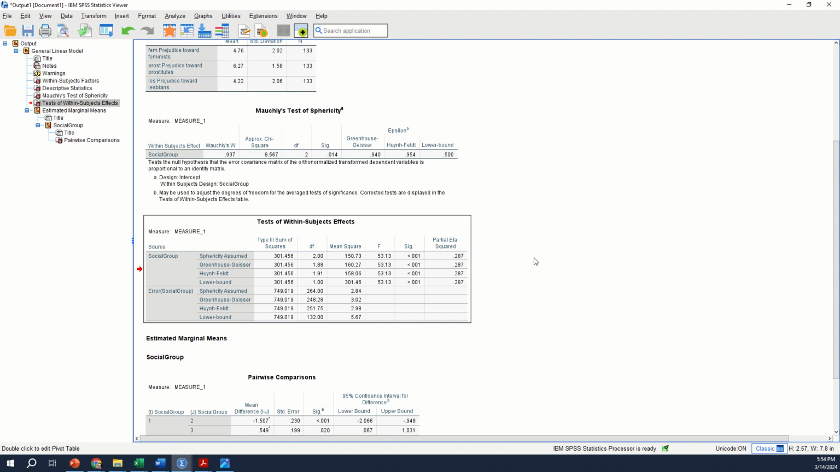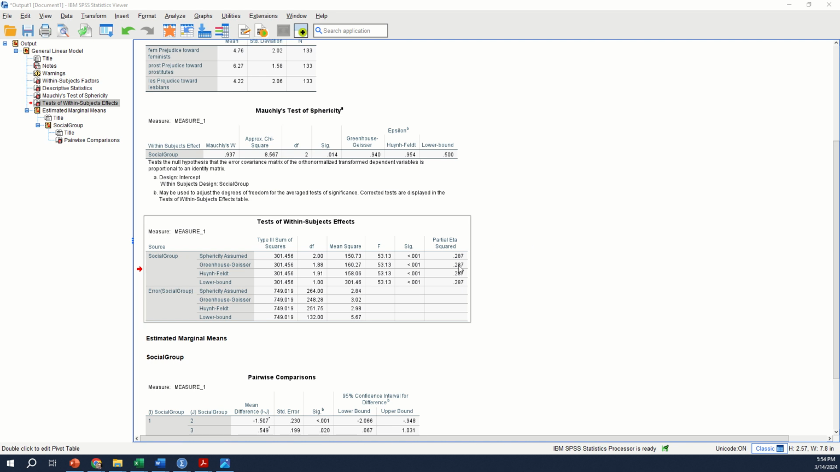And then we have our partial eta squared value, which is the effect size for our within subjects factor, in this case, social group. So how much does the type of social group explain in terms of the differences in prejudice? How much does it matter? How much does the social group matter in terms of people reporting prejudice?